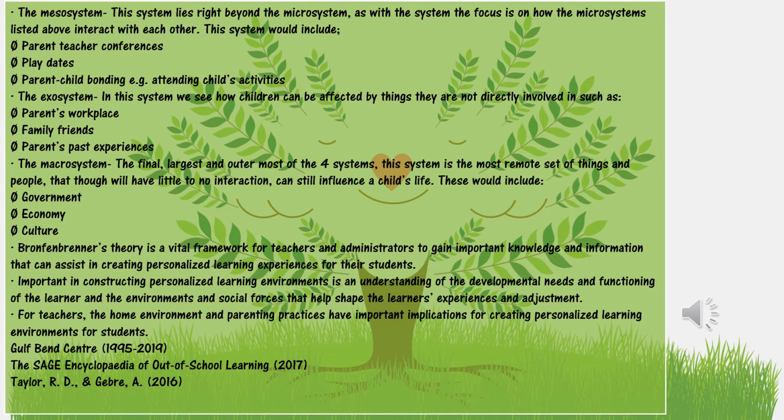The macrosystem is the final system, which comprises the most remote set of things and people that, though they have little to no interaction with the child, can still influence a child's life. This would include things like the government, economy, and culture.